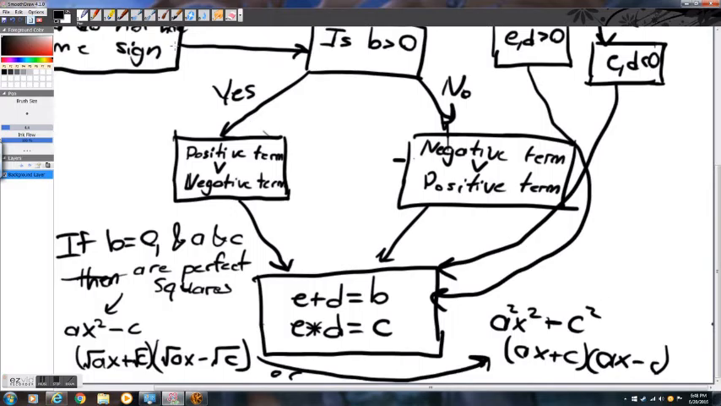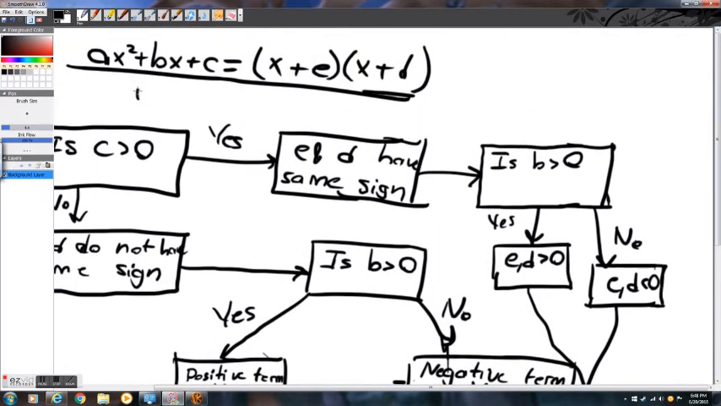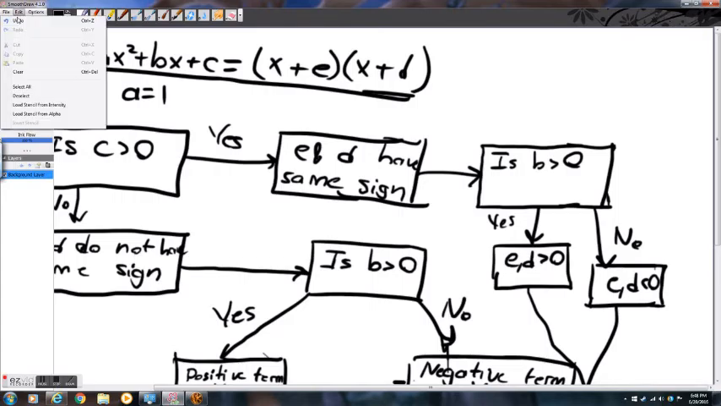So that is how you factor polynomials. Now, however, what we've done so far is talk about the case where a is equal to 1. So this is where a equals 1. Now what we need to talk about is if a is not equal to 1.